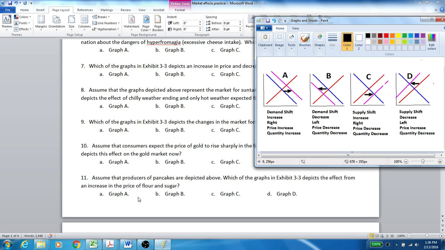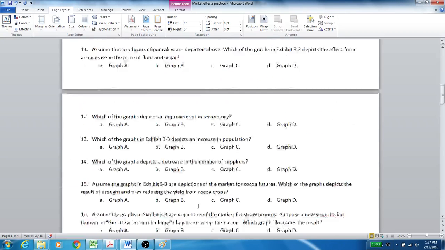Number 11. Pancakes are depicted. What depicts the effect from an increase in the price of flour and sugar? Since flour and sugar are both inputs into pancakes, if the cost of flour and sugar are both more expensive, then the cost of making pancakes goes up, and that causes a decrease in the supply of pancakes. So we're looking for a decrease in supply. That's D.